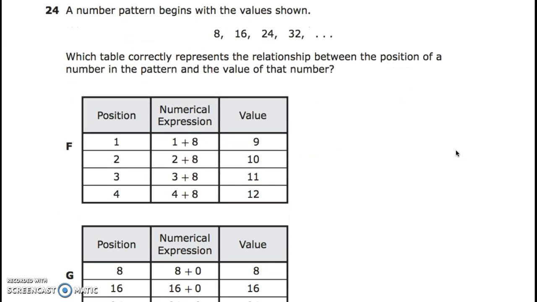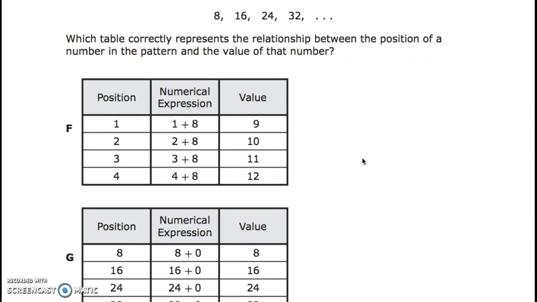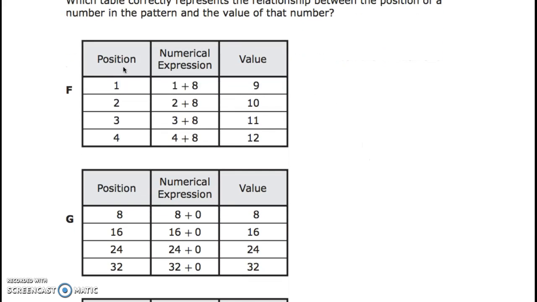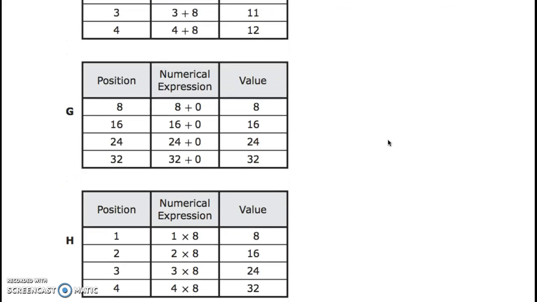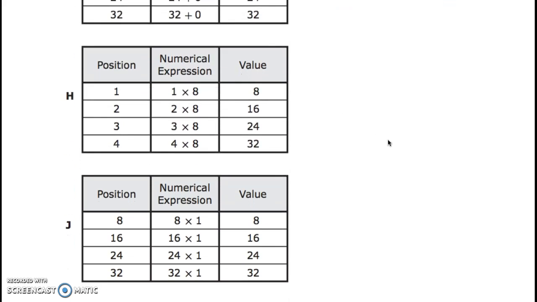Number 24. A number pattern begins with the values shown: 8, 16, 24, 32. Which table correctly represents the relationship between the position of the number in the pattern and the value of that number? Position, numerical expression, value. Pause this video now to work this problem.